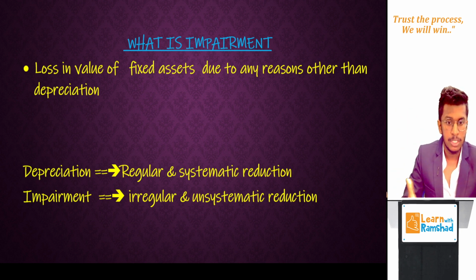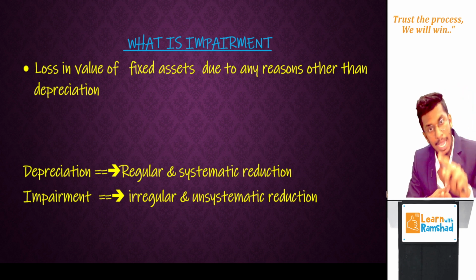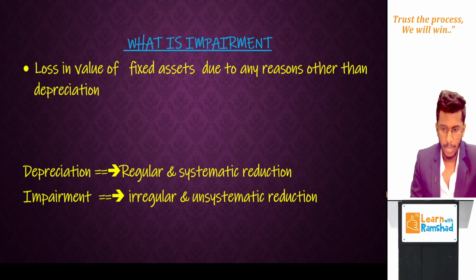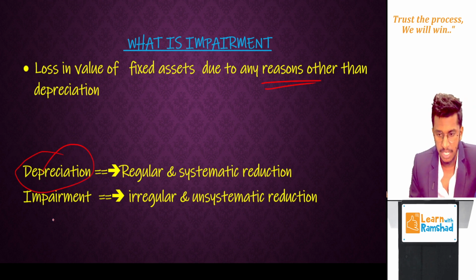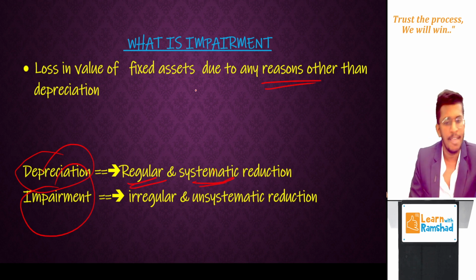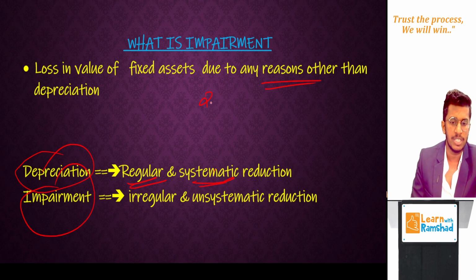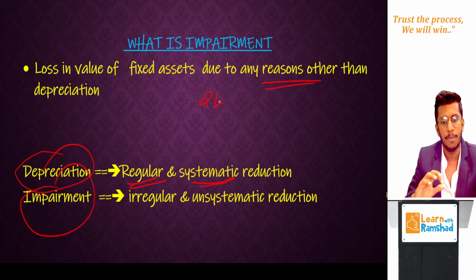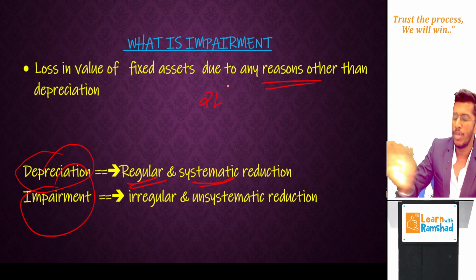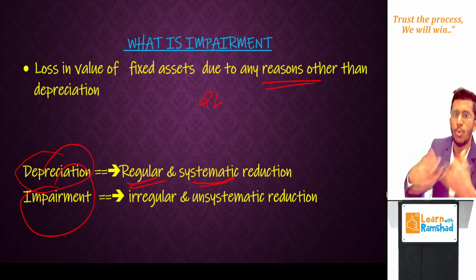Loss in value of a fixed asset due to the reasons mentioned is called depreciation. Due to reasons other than that is called impairment, right? Now, there's a big difference between depreciation and impairment. Remember, depreciation is regular and systematic. That means every year we charge, let's say as an example, 2 lakh depreciation. Even if actual depreciation is less than or more than that, we are not minding. Every year we cut 2 lakh.